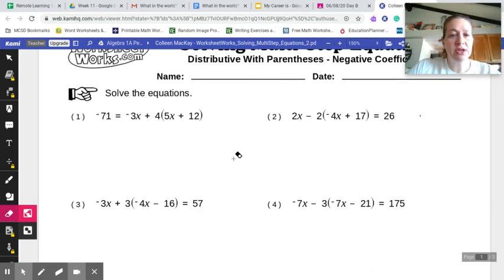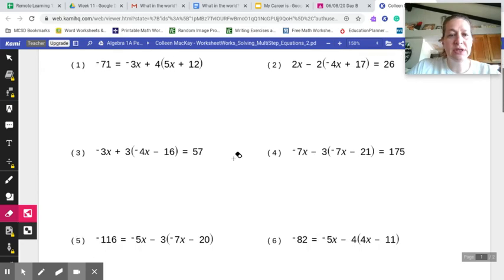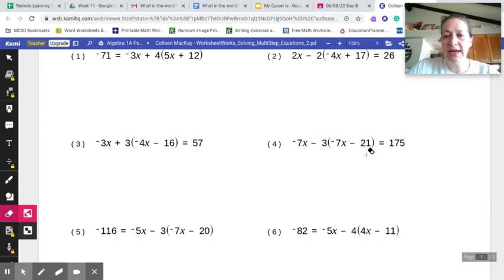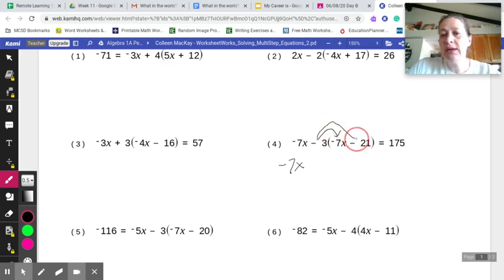Okay, so let's look at question number, I'm going to skip down to number 4 because there's lots of negative signs. So I'm not doing anything with the negative 7, I'm just going to carry that down. I am going to do the distributive property. So I'm going to multiply here and I'm going to multiply here. Now remember, the sign that's in front of the number goes with that number. So this is negative 3 times negative 7, which is positive 21, because a negative times a negative is a positive. Then we have negative 3 times negative 21.